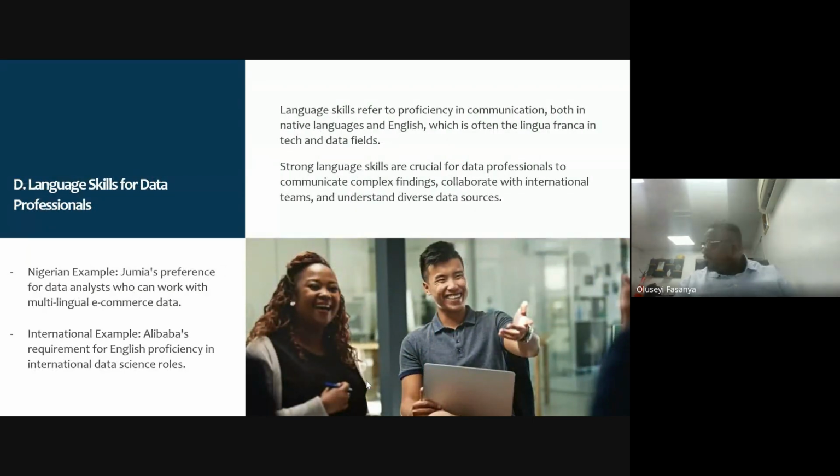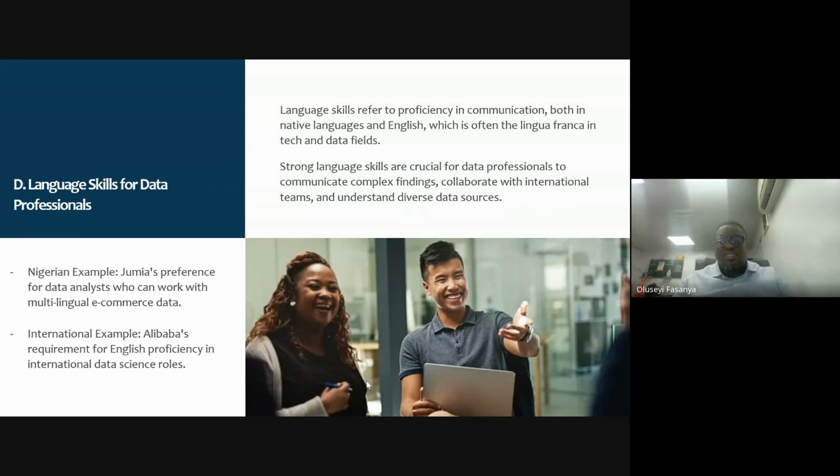Language skills for data professionals. Language skills refer to proficiency in communication, both in native languages and English, which is often the lingua franca in the tech world and data field. Strong language skills are crucial for data professionals to communicate complex findings, collaborate with international teams, and understand diverse data sources. I say one of the major skills you also need to learn is the ability to actually communicate.